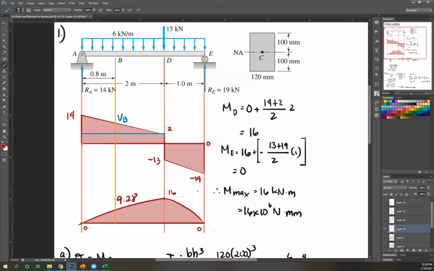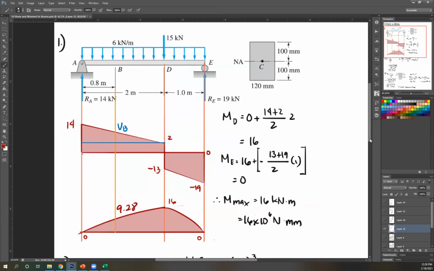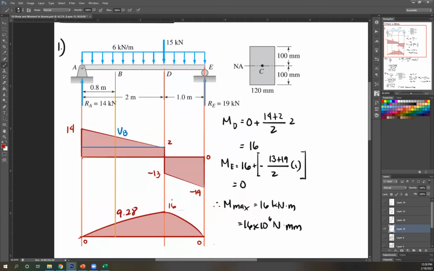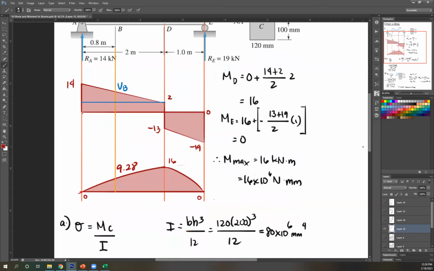So the maximum moment, therefore, is the highest point on your moment diagram. Okay, take note of that. It's the highest or lowest point on your moment diagram. So the highest or lowest value. So it's this, obviously it's 16. Therefore, maximum moment is 16. Then our unit is in kilonewton meter. Now, remember, we're looking for stress, and that is MC over I.